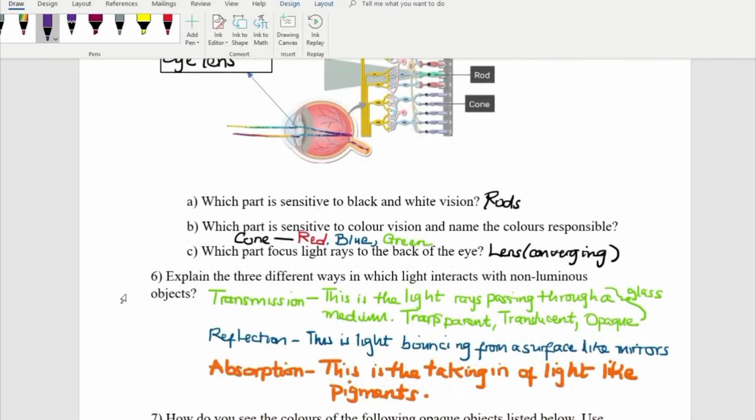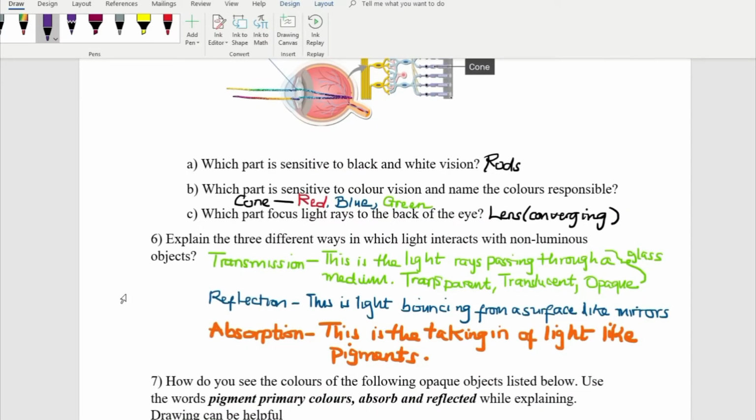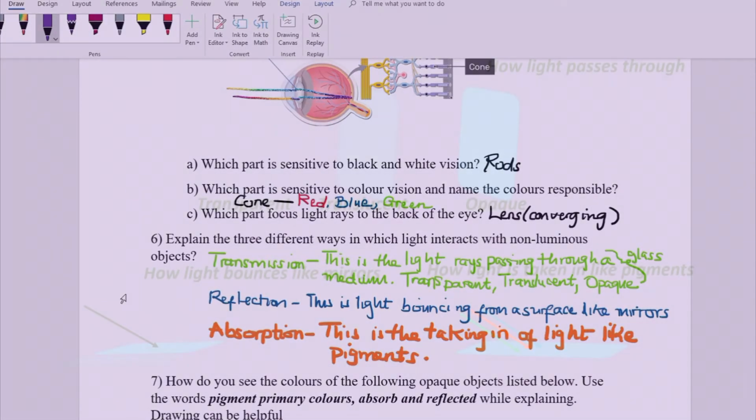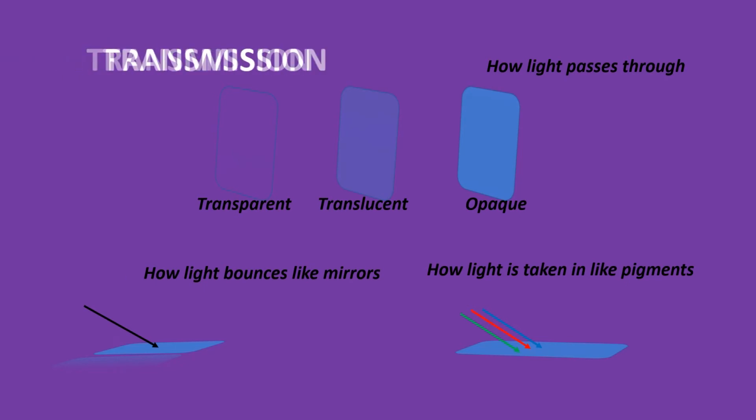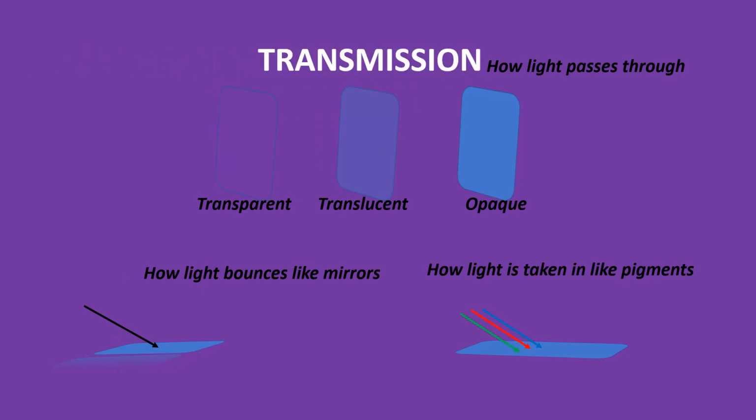So the next one here is explaining the three different ways in which light interacts with non-luminous objects. First we have transmission, and transmission is when light rays pass through a medium, for example glass, and the more glass you put, the more it goes from transparent into translucent, and finally to opaque, where light cannot pass through.